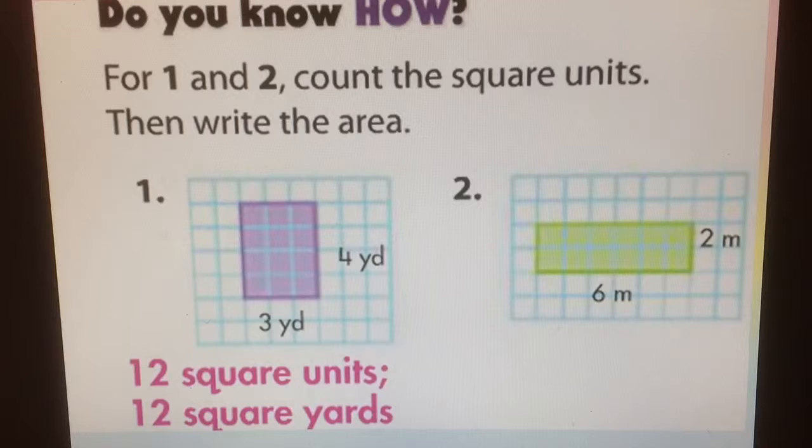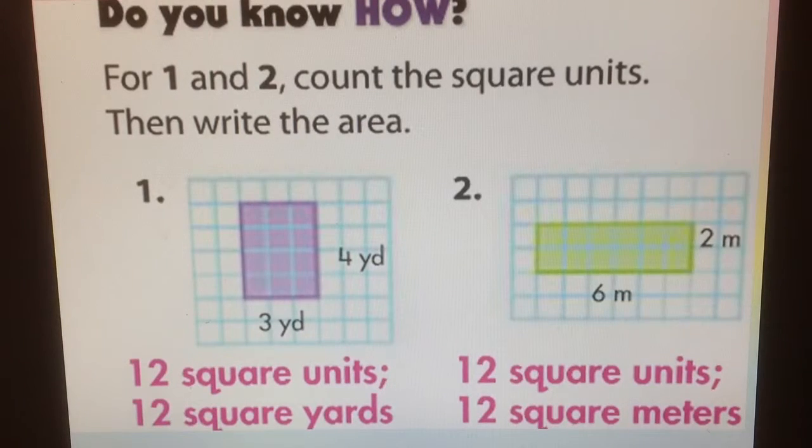Here's another one. 2m, which means meter, by 6m. Pause the video to think about it. 12 square units, again, 12 square meters, even though it's a different shape of rectangle, longer and skinnier.